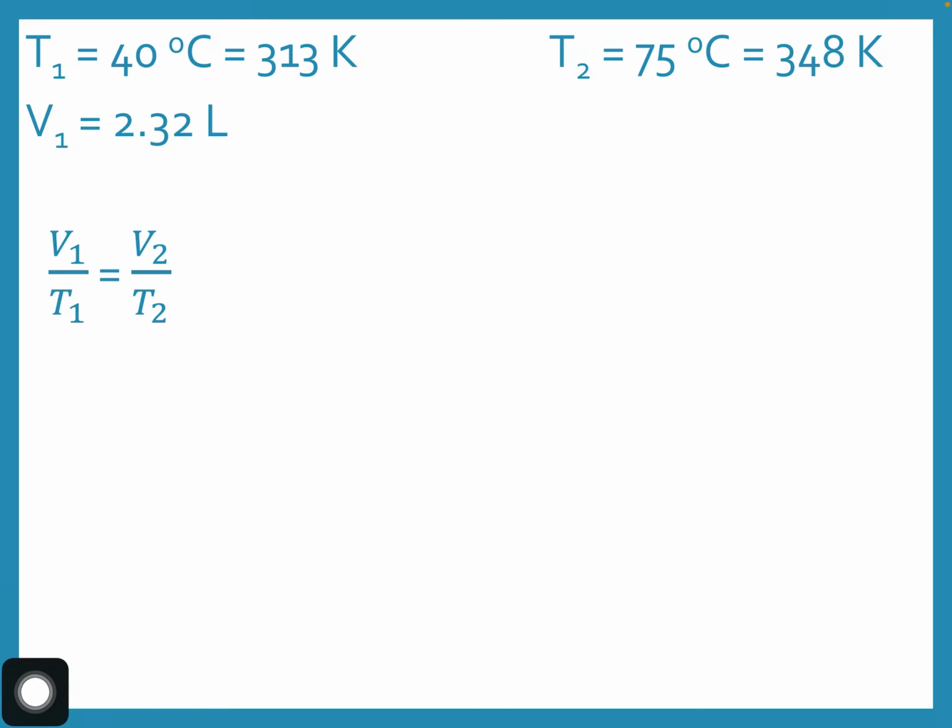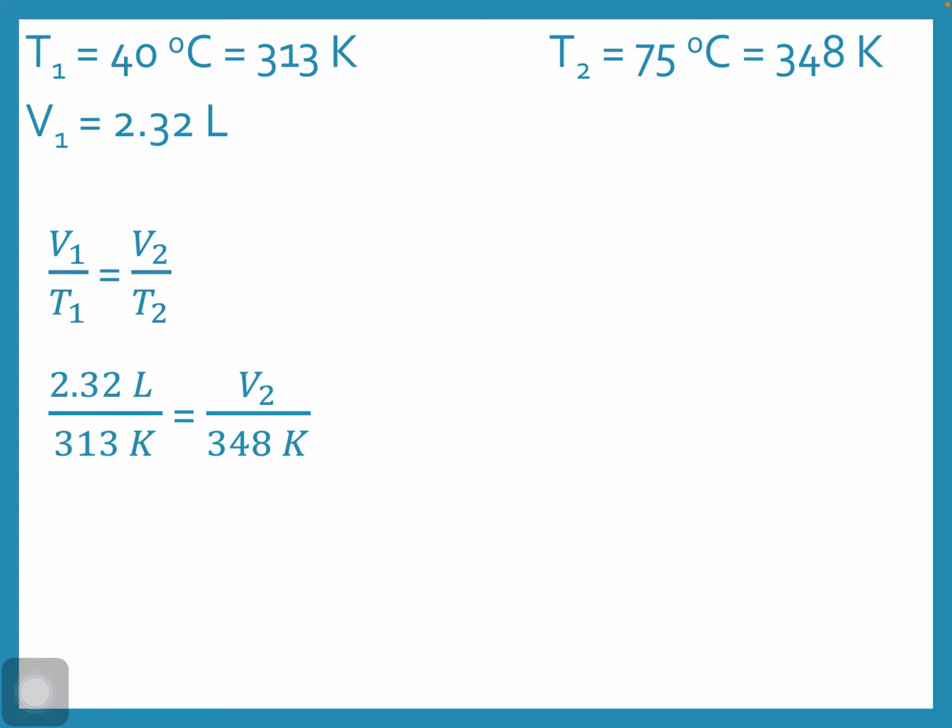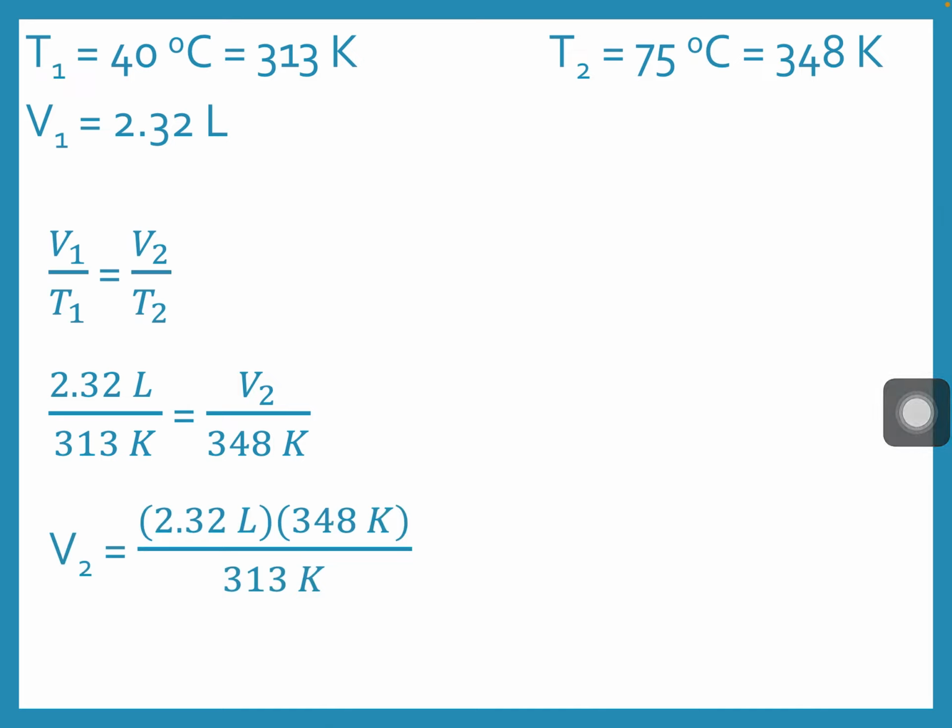Here's our relationship between volume and temperature, and we can fill in the values that we have. To solve for the final volume, this is divided by 348 Kelvin, so to do the opposite, I'm going to multiply by 348 Kelvin. When I calculate that, my final volume is going to be 2.58 liters. We can use the unit factor method just to make sure that we have everything in the correct place. My Kelvin cancels out and my answer is in liters.